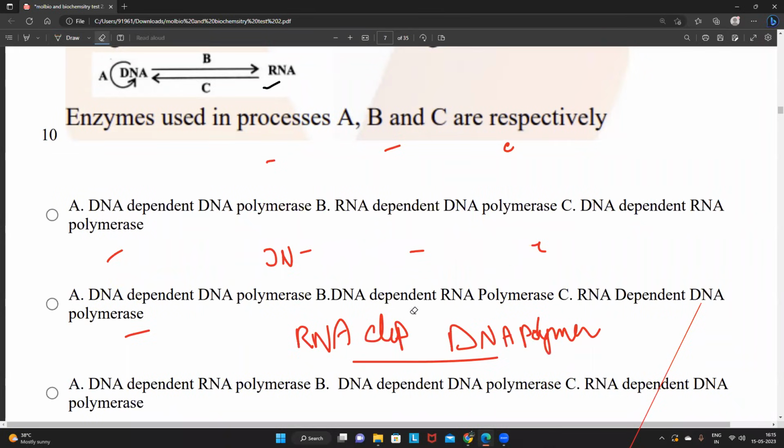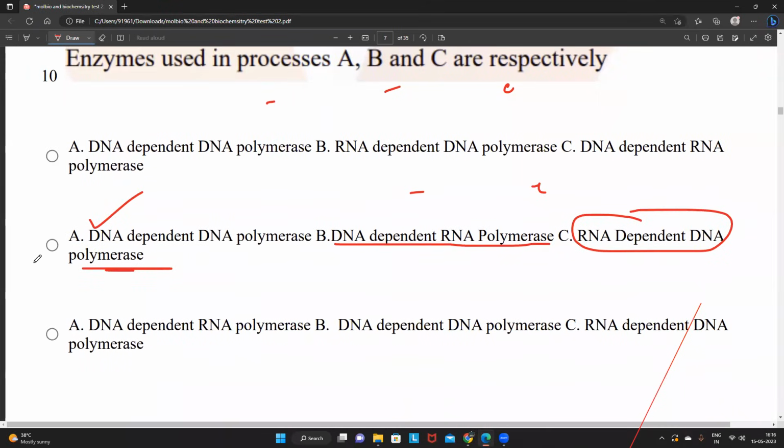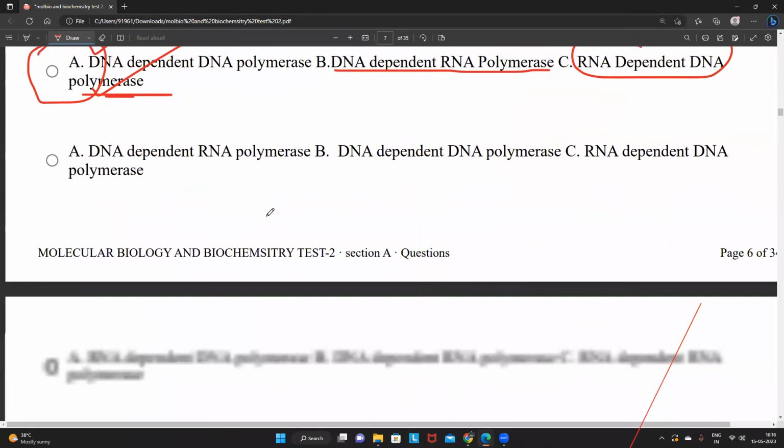So A is what? DNA dependent DNA polymerase. B will become what? DNA dependent RNA polymerase involved in the transcription. Reverse transcription, RNA dependent DNA polymerase. Hence, this will be the correct answer.